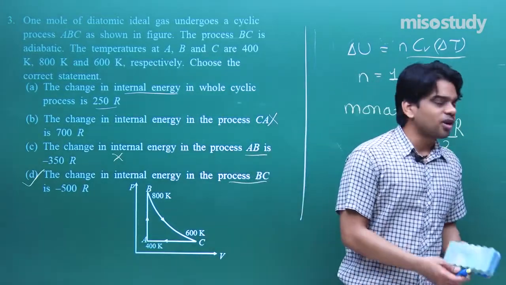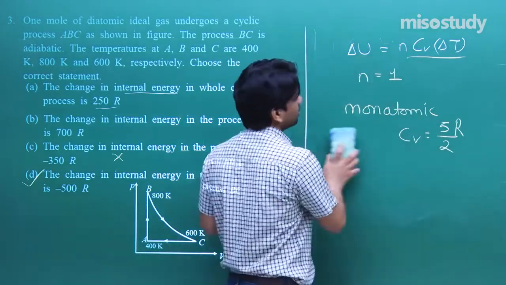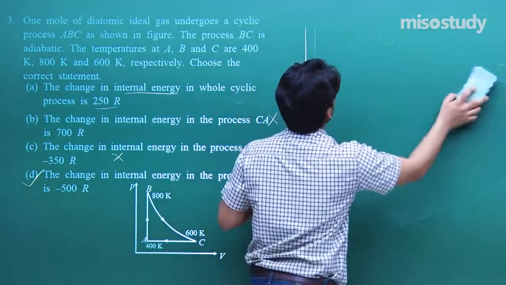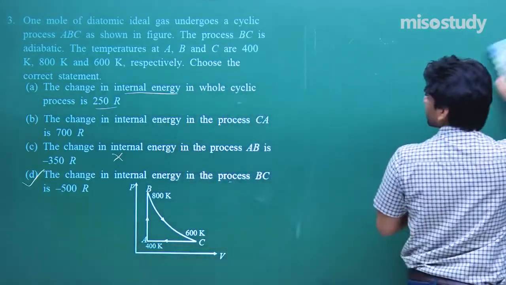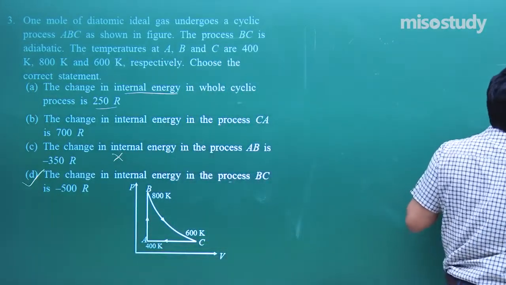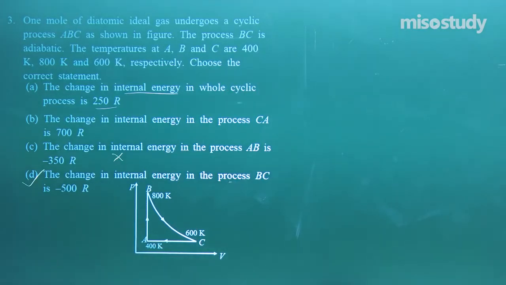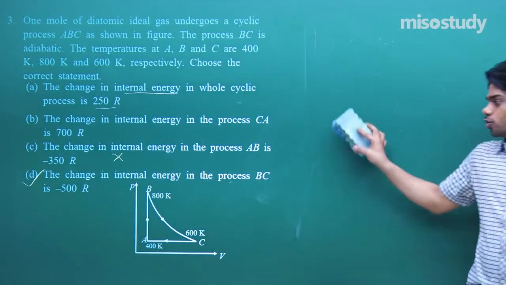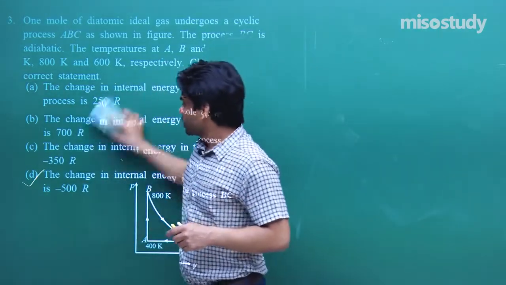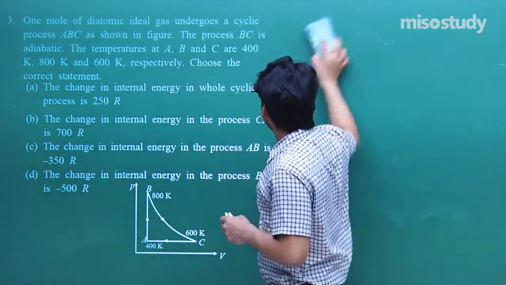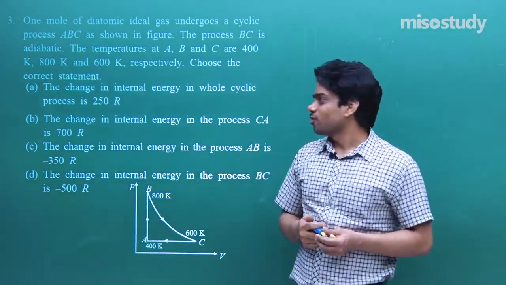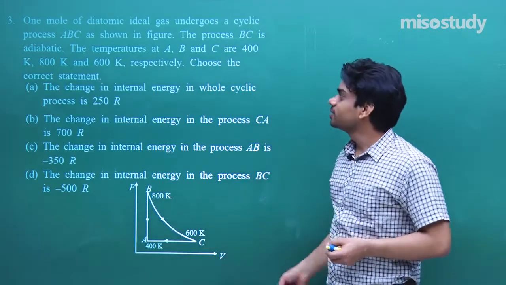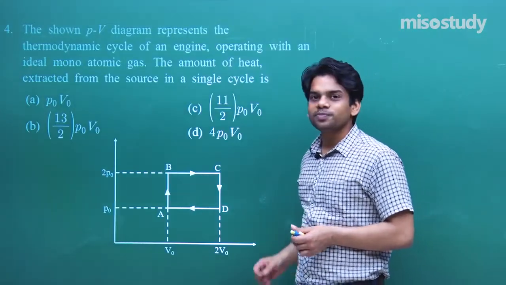So I believe you have understood that you only use nCv delta T. Use the value of Cv as 5/2 R. That will help you in this case. A diatomic gas, so 5/2 R is the value of Cv. If it's a monatomic gas, you can use 3/2 R, but it's given diatomic gas, so you have to use 5/2 R. And I have given you all the values of monatomic and diatomic Cv, Cp, and also the adiabatic constant. Let's go to the next question, question number 4.